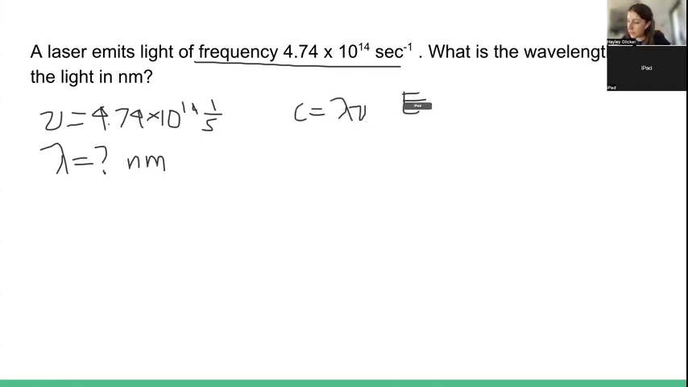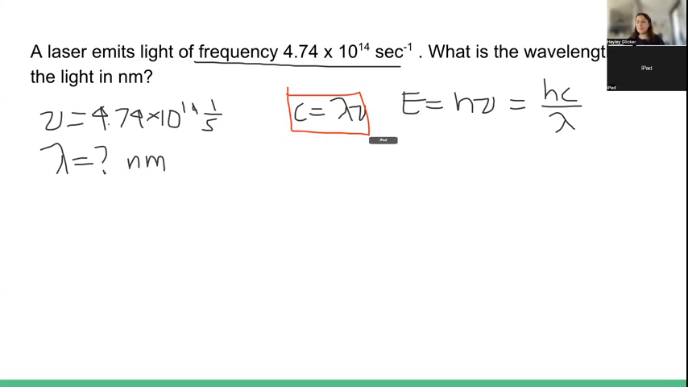We know that the energy of a photon is equal to h times nu, and that's also equal to hc over lambda. Between these equations, based off of what we're given and what we're asked to find, I have to utilize this first equation. I know it's that first equation because I'm not asked anything about the energy of the photon. So what I'm able to do now is say that my wavelength is equal to c divided by my frequency, because I divide my frequency from both sides.